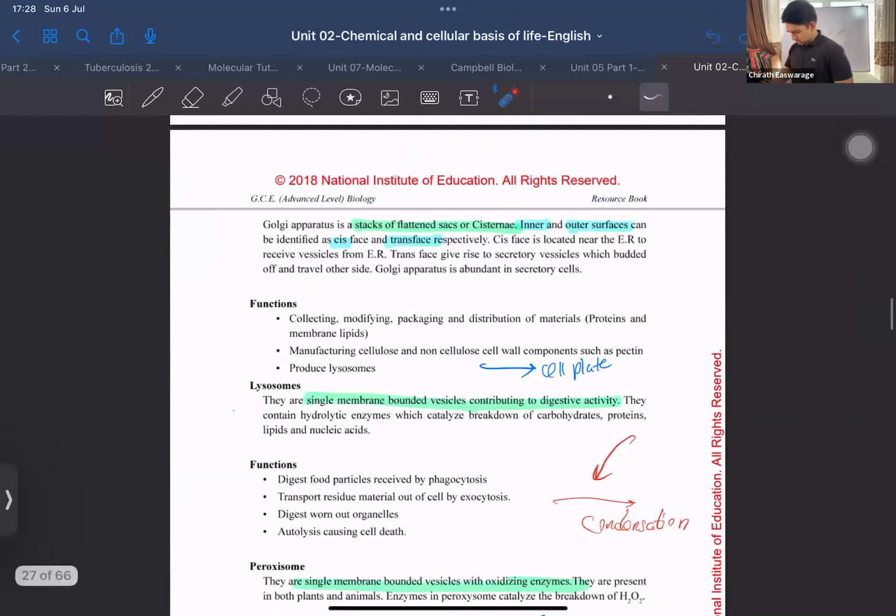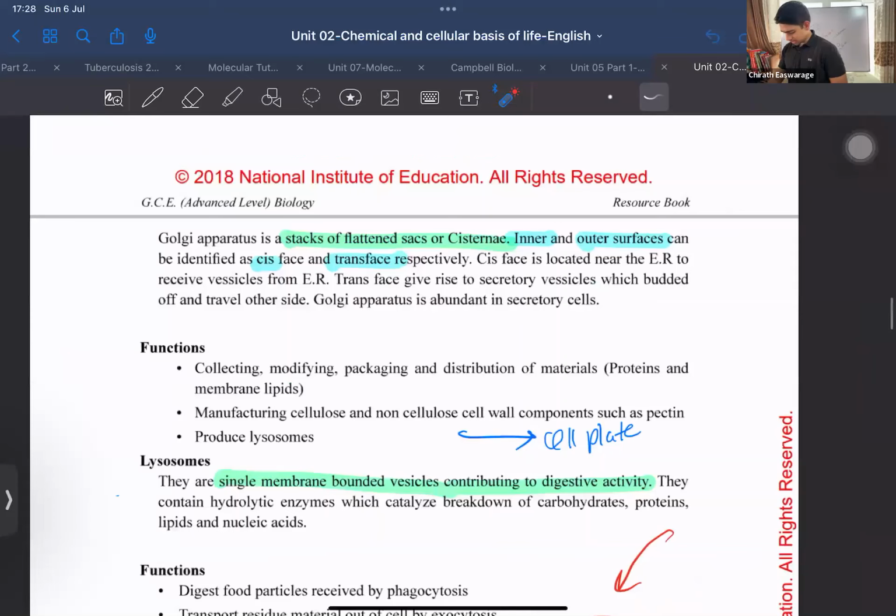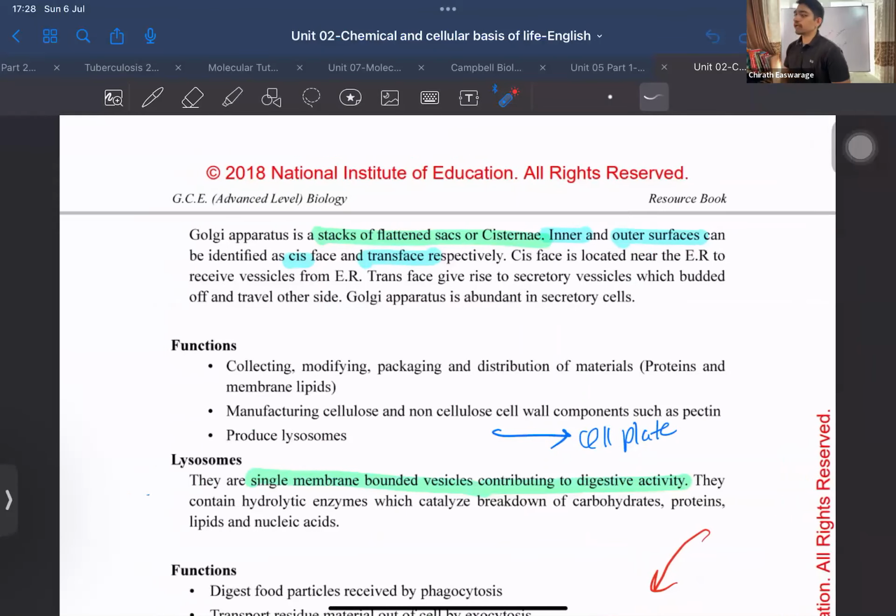Manufacturing cellulose and non-cellulose cell wall components such as pectin. Pectin, you know pectin. Pectin is what? Polysaccharide. What is the monomer of pectin? Pectin you can find in the middle lamella of cells. What is the monomer of pectin? Yes, galacturonic acid.